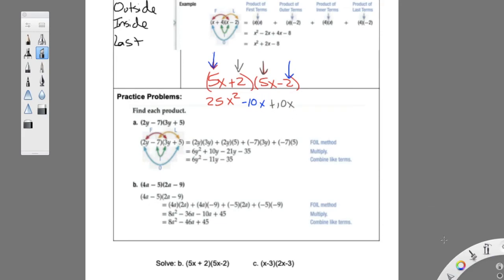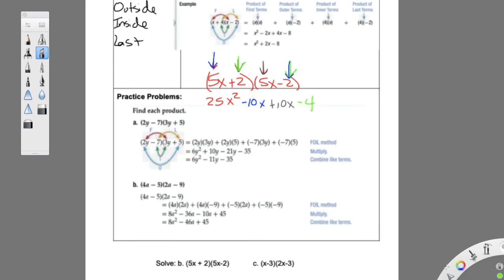And then the last one here, I guess we'll do it in green. It might be a little bit bright on your side. Sorry about that. But we'll just use different colors. So the last term is going to be the last things in each. So we have 2, that's the last one, and then negative 2 here. So 2 times negative 2, and we get negative 4.